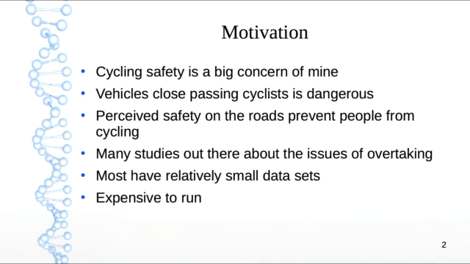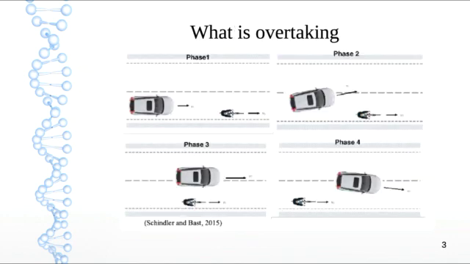So the core of the issue is, what is an overtaking maneuver? Here we have an example detailed below. There are 4 different stages. The first phase, when the vehicle sees a cyclist. The second, when they begin to move out of the lane or out around them. The third, the actual overtaking section. And the fourth, when they begin to move back in the lane.